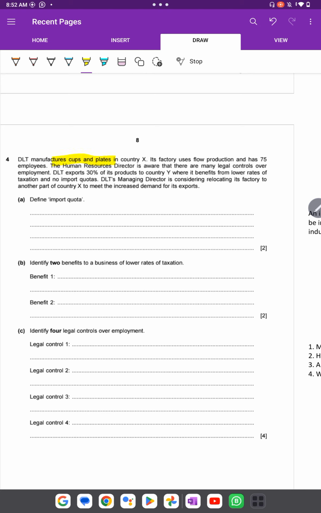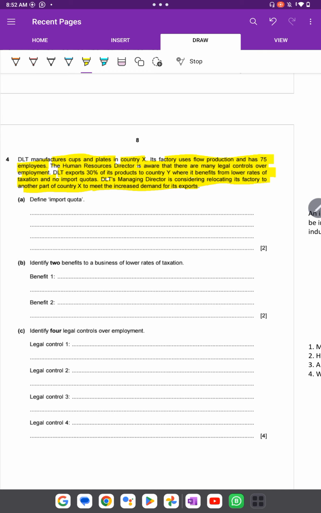DLT manufactures cups and plates in country X. Its factory uses flow production and 75 employees. The Human Resource Directorate is aware that there are many legal controls over employment. DLT exports 30% of its product to country Y, where it benefits from lower rates of taxation and no import quotas. DLT's managing director is considering relocating its factory to another part of country X to meet the increased demand for its exports.